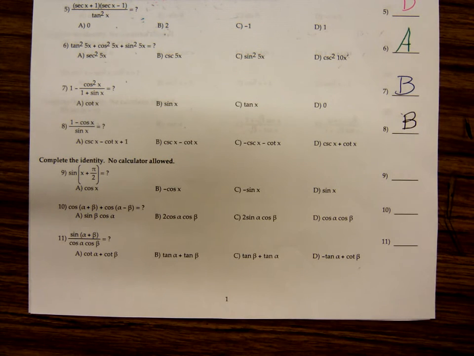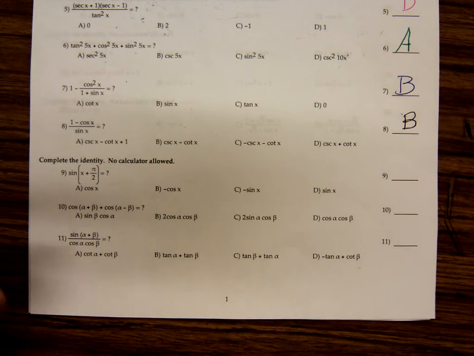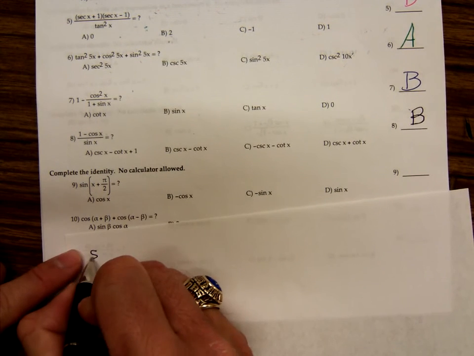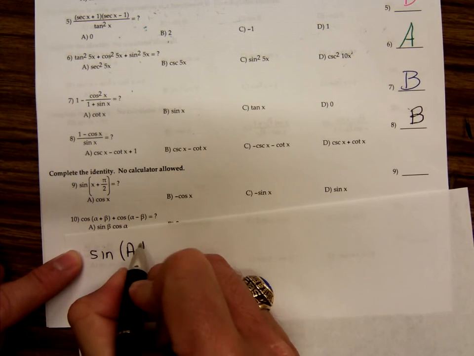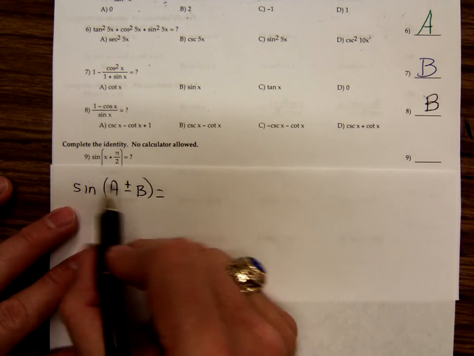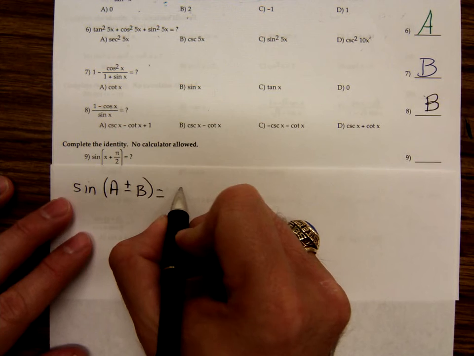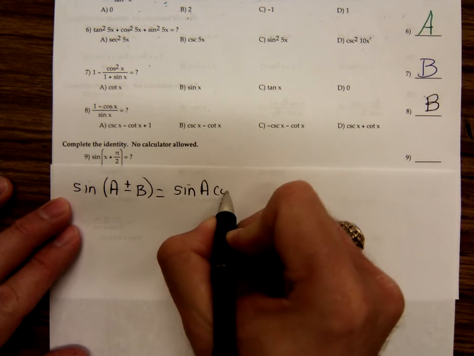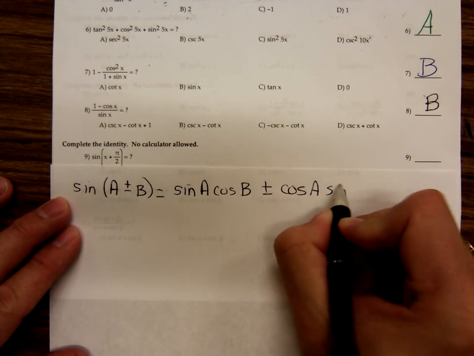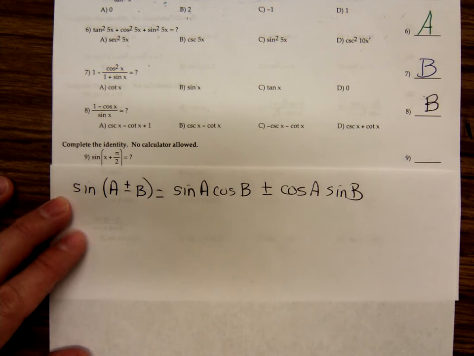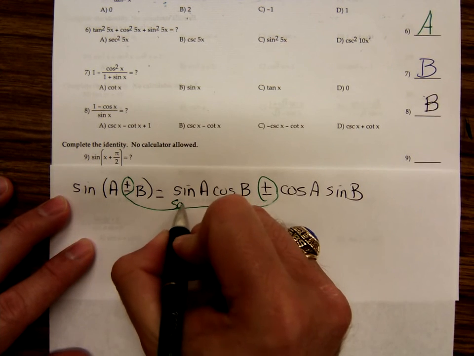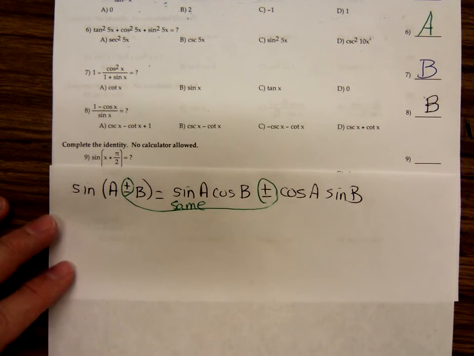Now, we're about to start using some sum and difference identities here. So let's just remember the sum and difference identities for sine A plus or minus B. To expand this, you don't just distribute the sine. There's a pattern. Do y'all remember? It's sine, cosine, same symbol, cosine, sine. The word same begins with S, just like sine. So you got to remember those patterns.